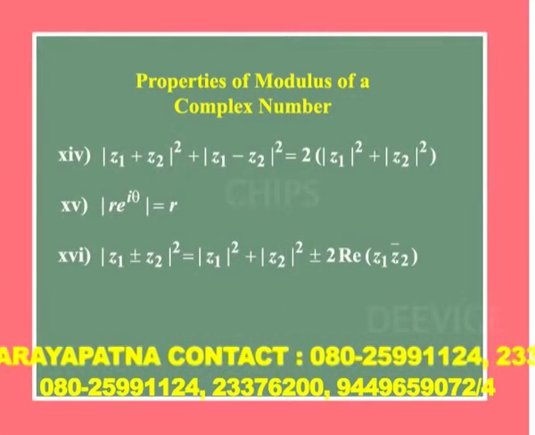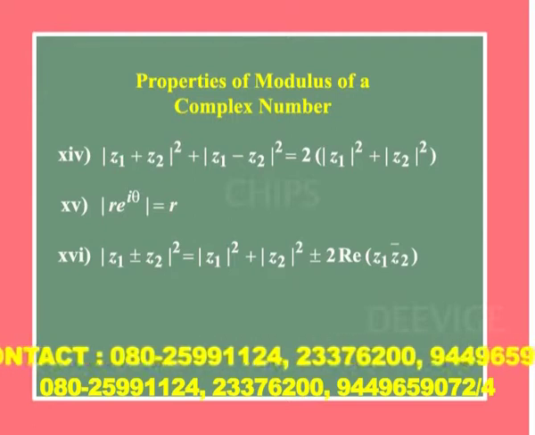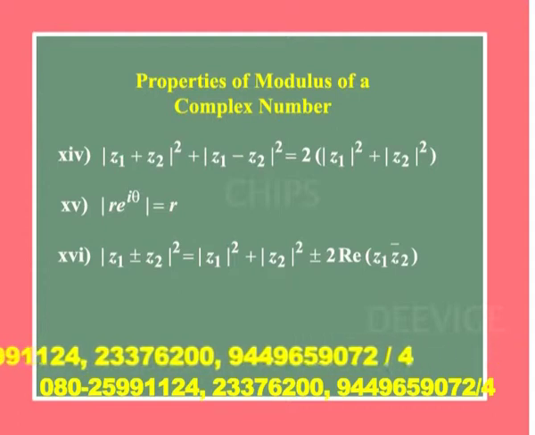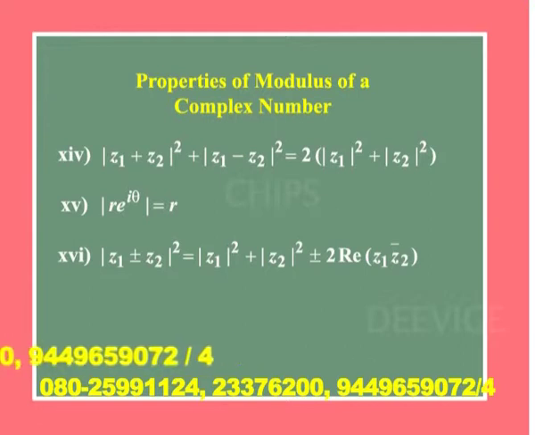Mod of Z1 plus Z2 whole square plus mod of Z1 minus Z2 whole square is equal to 2 times mod Z1 square plus mod Z2 square. Modulus of r into e power i theta is equal to r. Modulus of Z1 plus or minus Z2 whole square is equal to mod Z1 square plus mod Z2 square plus or minus 2 times real part of Z1 Z2 bar.